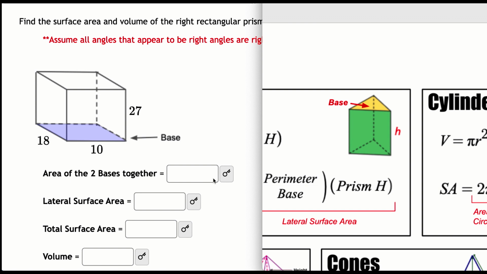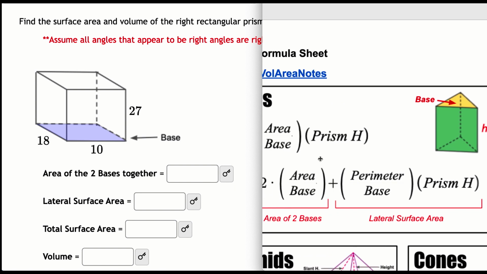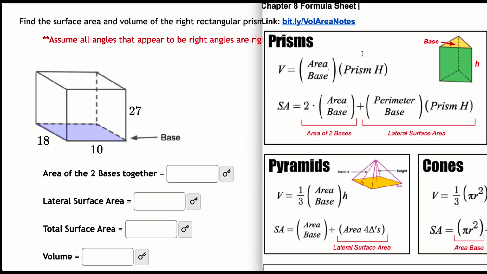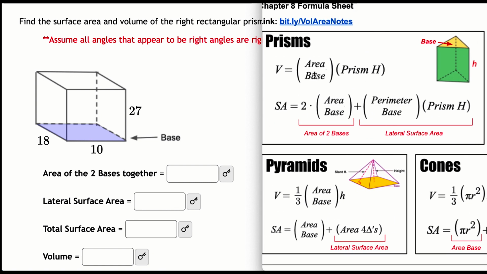So we'll use the 18 by 10 base. Now using the formula right here, this formula is your jackpot to finding the answers to these questions. Understand that you have to find 3 things: the area of the base, the prism height, and also the base perimeter. 3 things. Area of the base, prism height, and base perimeter.